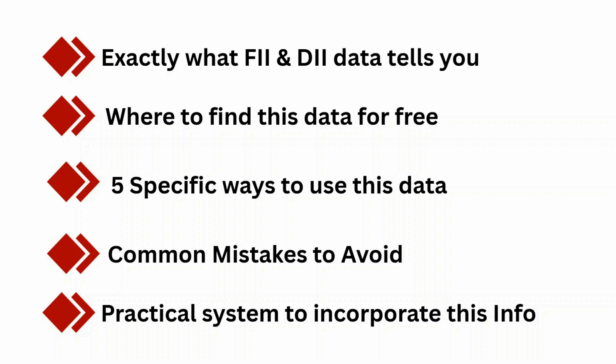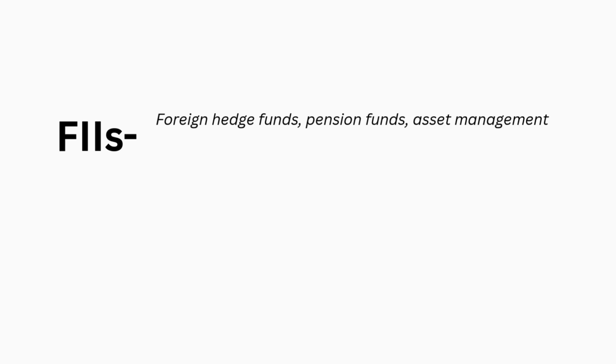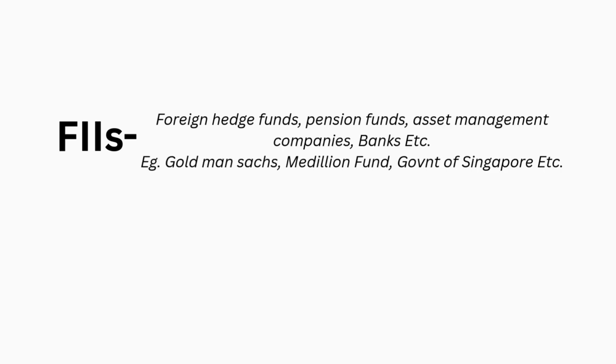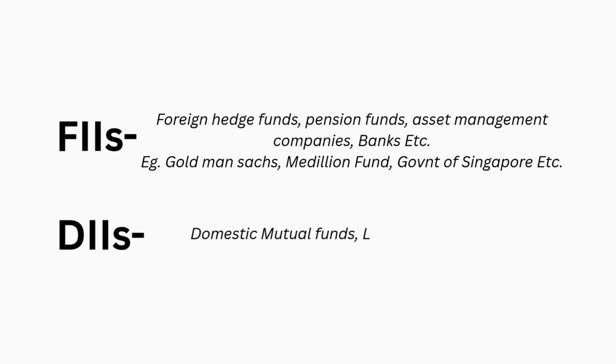First of all, let's clarify what we are talking about here, guys, when we speak about FIIs and DIIs. FIIs are the foreign entities like global pension funds, hedge funds, and asset management companies that invest in Indian markets. Whereas DIIs are the domestic players like mutual funds, insurance companies, banks, etc. They control a massive amount of capital. In fact, FIIs and DIIs combined often account for over 70% of daily trading volumes in many securities.